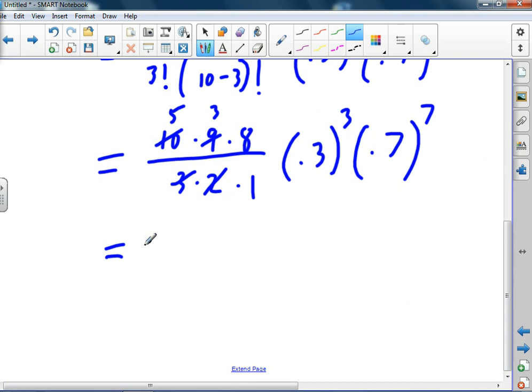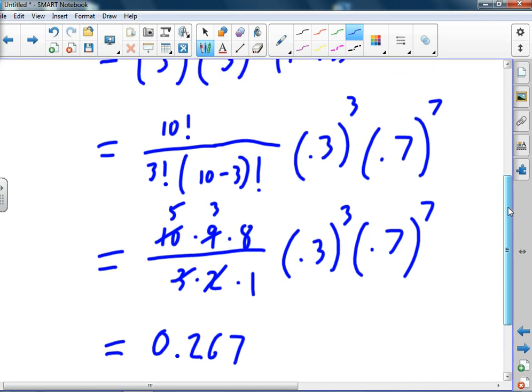5 times 3 times 8 times 0.3 raised to the third times 0.7 raised to the 7th. Well, calculator did it pretty quick. 0.267. So you can just put that top part in your calculator and then do the answer.